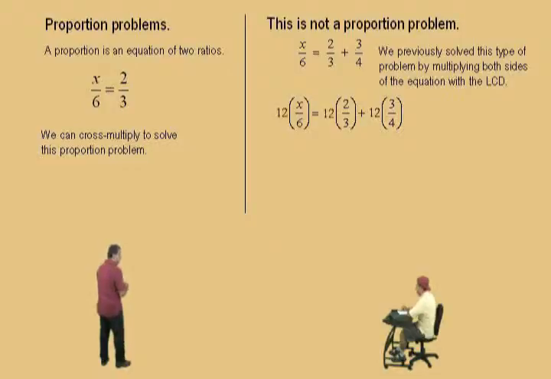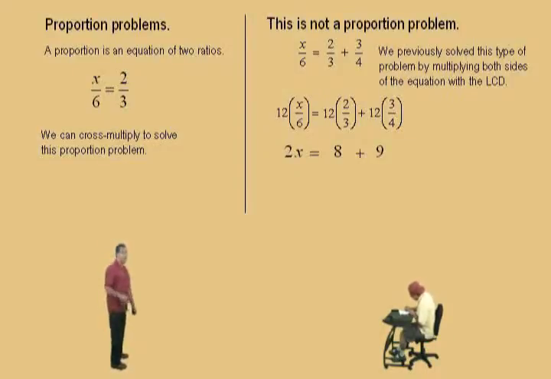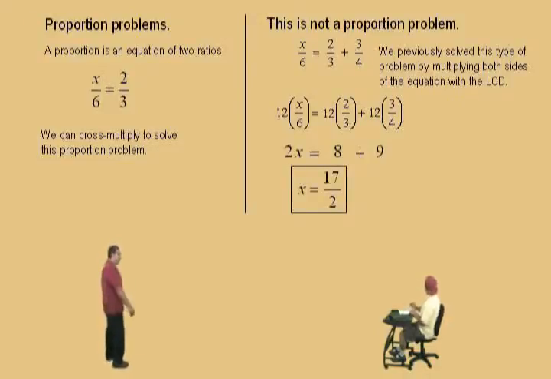Here, what is our LCD for all these fractions, Charlie? 12. That's right, 12. And so we multiply through by 12, and 6 goes into 12 two times, so we get 2x. 3 goes into 12 four times. 4 times 2 is 8, and 4 goes into 12 three times. 3 times 3 is 9. That's our clearing fraction technique. And from there we can solve it. 2x equals 17. Divide both sides by 2, and we do get x equals 17 over 2. So there's a quick review.